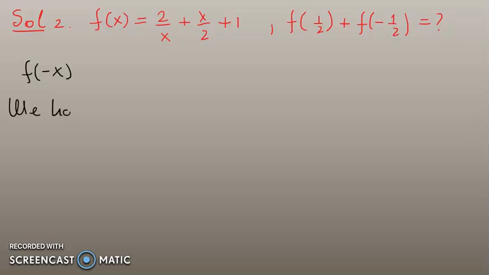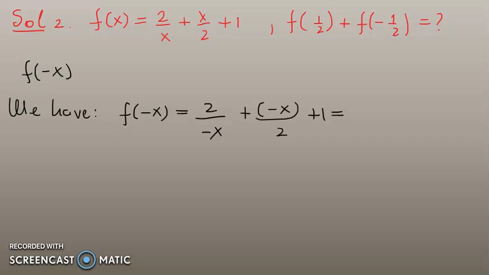We have f of negative x is 2 over negative x plus negative x over 2 and plus 1. Don't worry about this, because this is the same as evaluating functions in some discrete value. We just need to substitute negative x instead of x. This is negative 2 over x, plus times minus is minus x over 2, and plus 1.